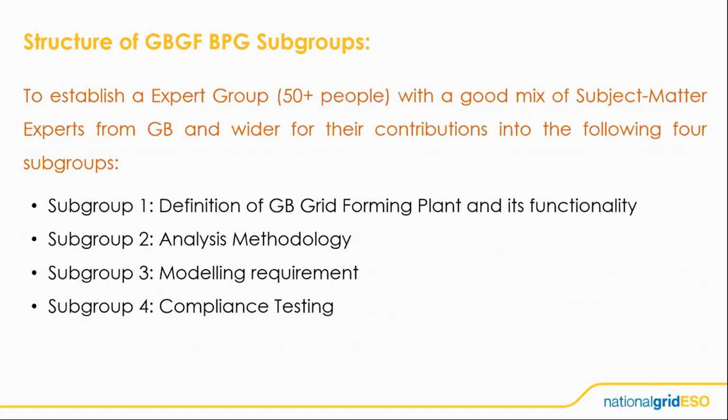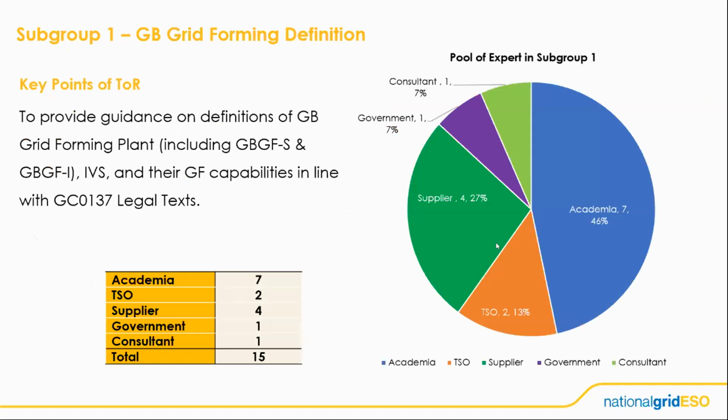A group of external subject matter experts from GB and wider have been working closely with ESO to co-address technical challenges as arranged for the following 4 subgroups. Subgroup 1 is about definition of the GB grid forming plant and its functionality, and is led by me and supported by another 14 experts from different backgrounds.